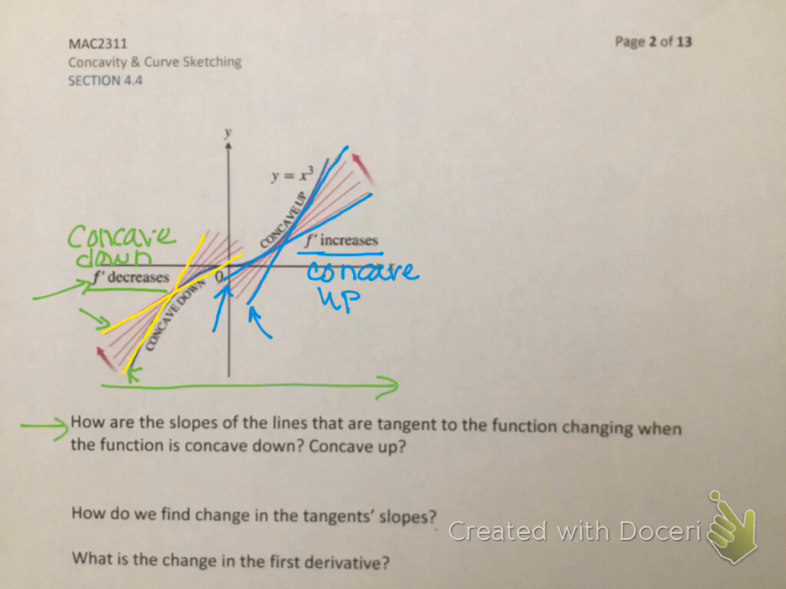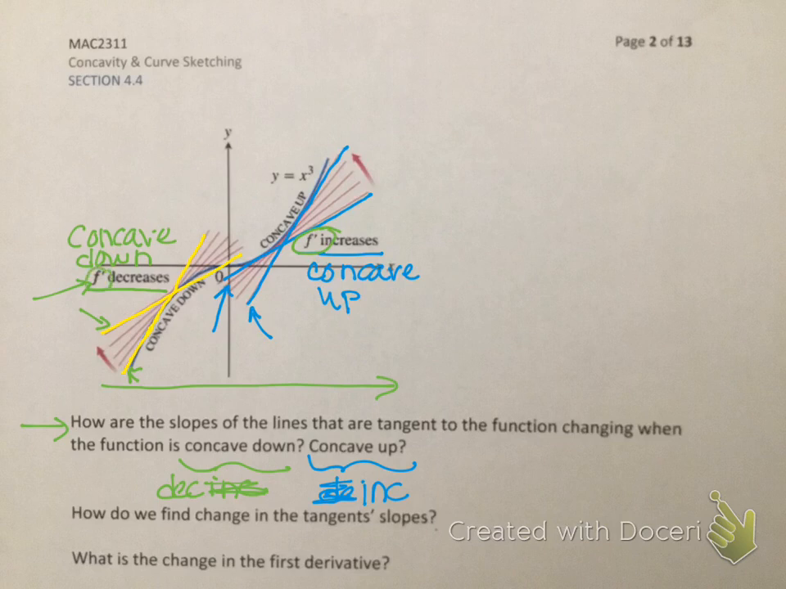So to summarize down here, how are the slopes of the lines that are tangent to the function changing when the function is concave down? Well, they are increasing. And when my function is concave up, the slopes are, I just did that backwards, sorry. These slopes are increasing, and these are decreasing.